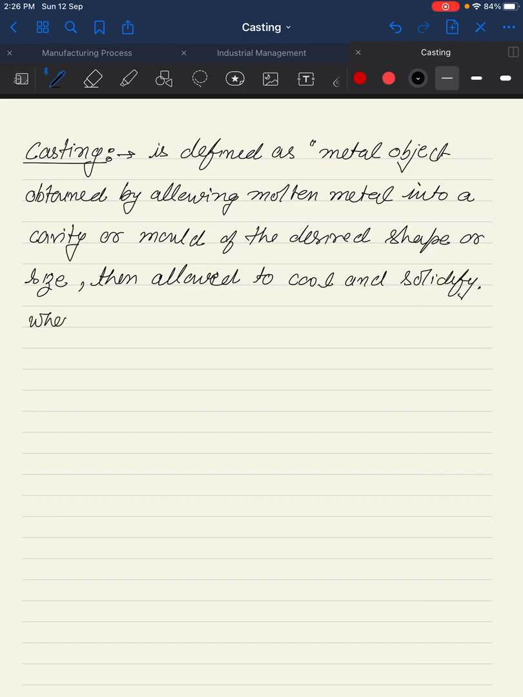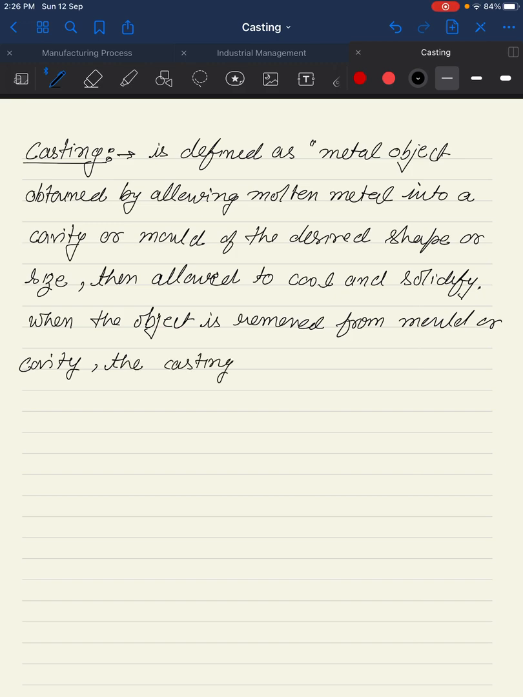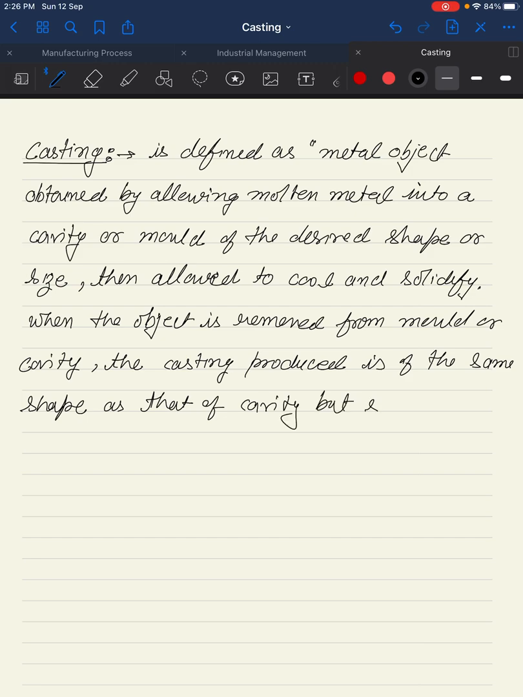When the object is removed from the mold or cavity, the casting produced is of the same shape as that of the cavity, but smaller in size due to contraction of metal during solidification.